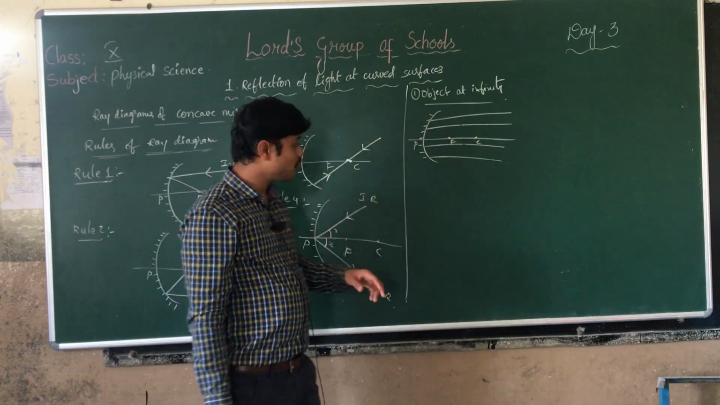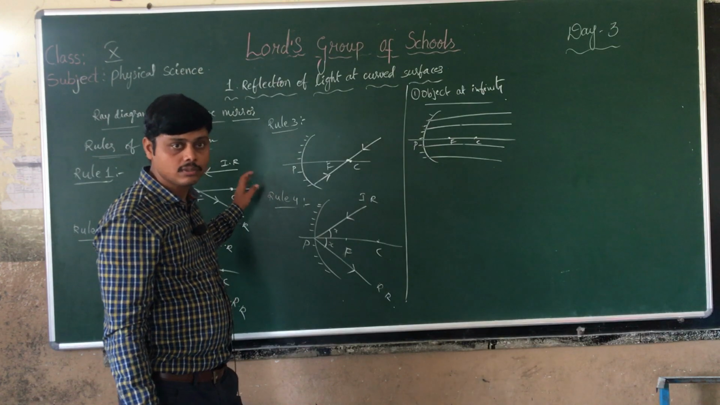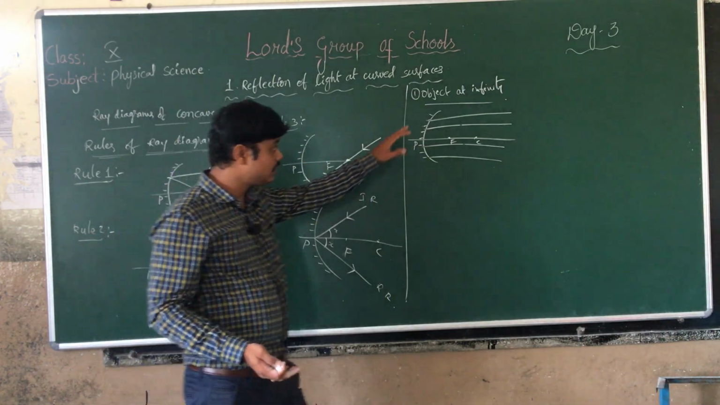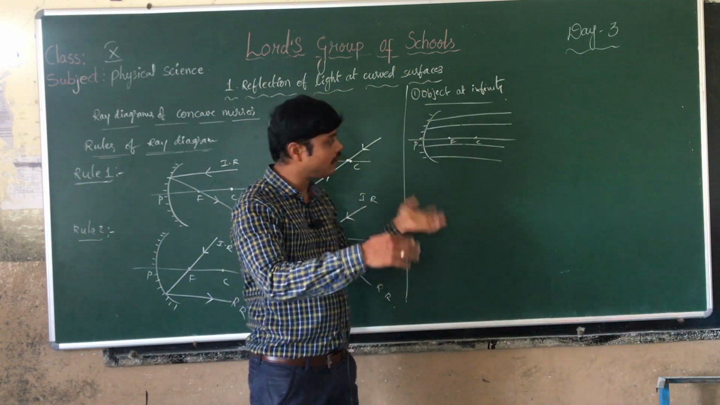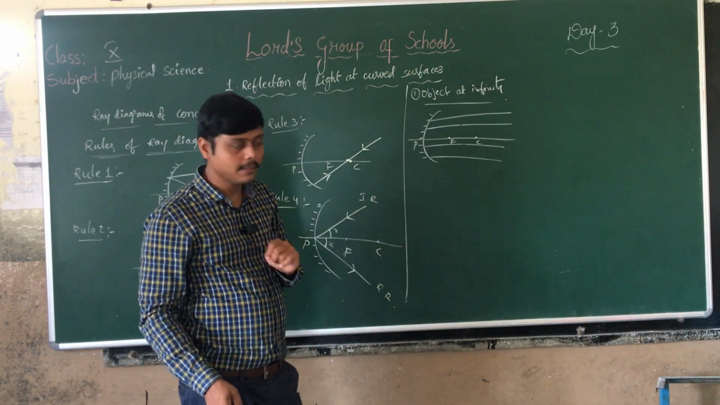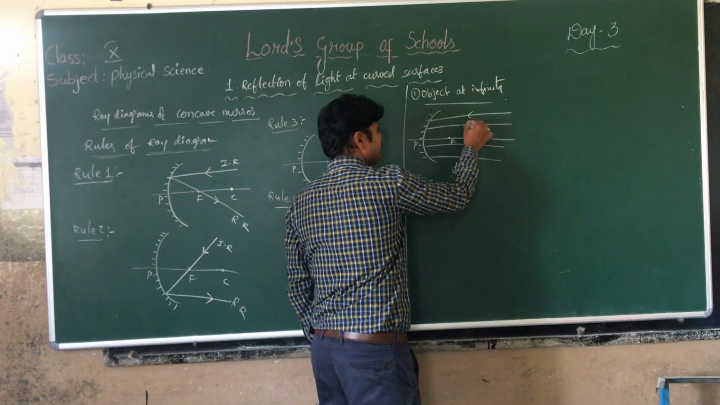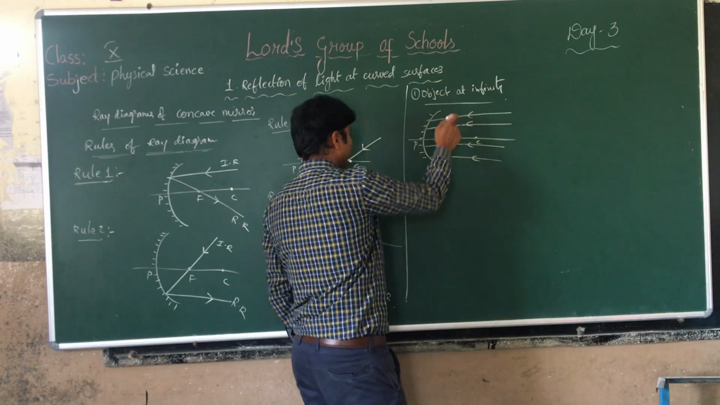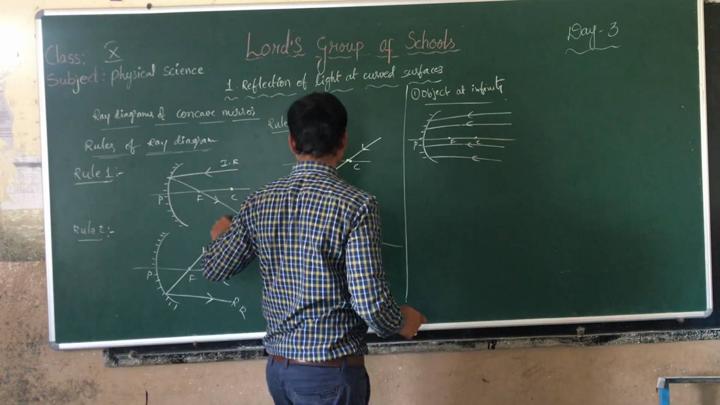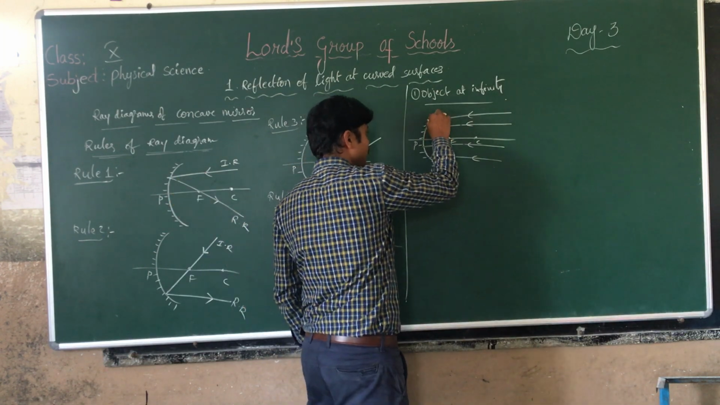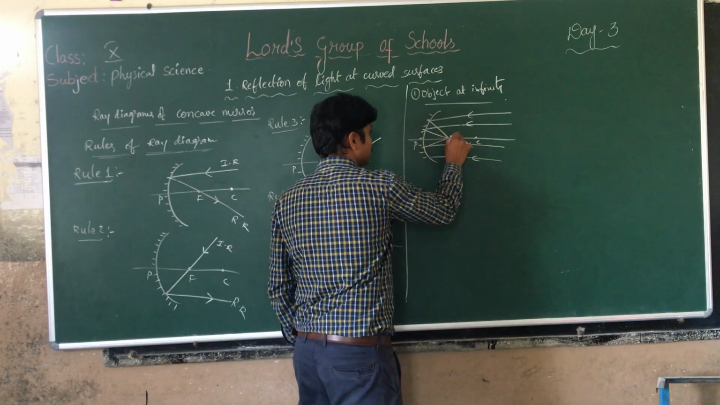Actually, to draw the ray diagram, how many rays are needed? Only two rays are needed. But only in the first case are we taking a collection of rays, because the object is at infinity. In all the remaining cases we use only 2 rays. Now all the rays are parallel to each other. So what is the first rule? Parallel to the principal axis means passing through the focus. So all the light rays will meet at the focus.